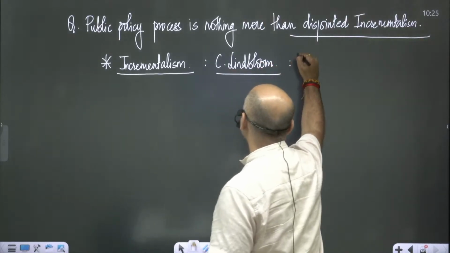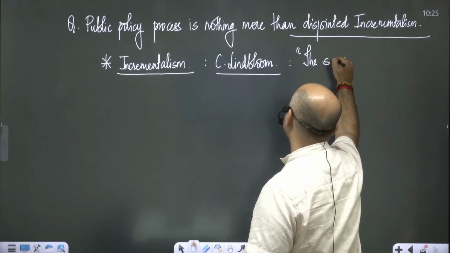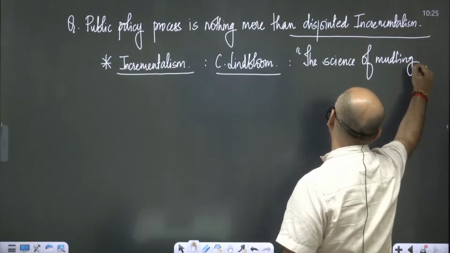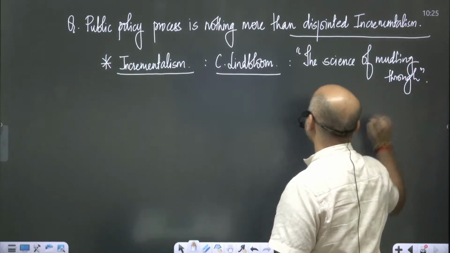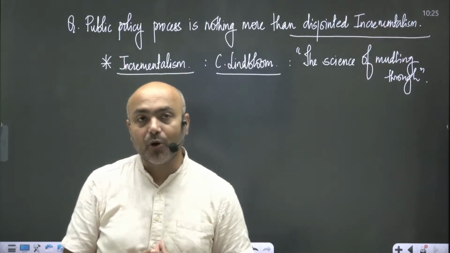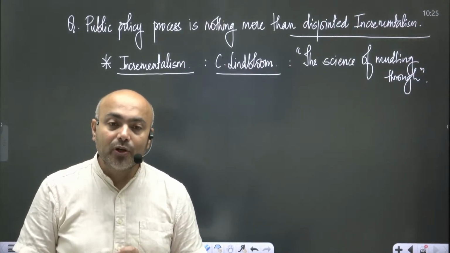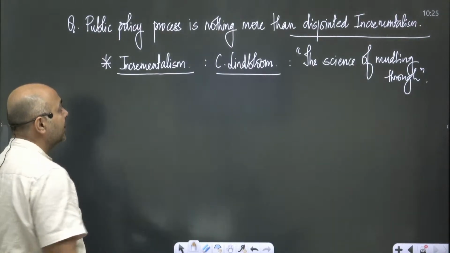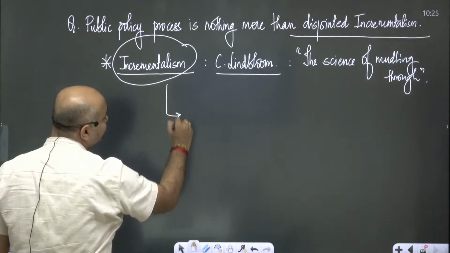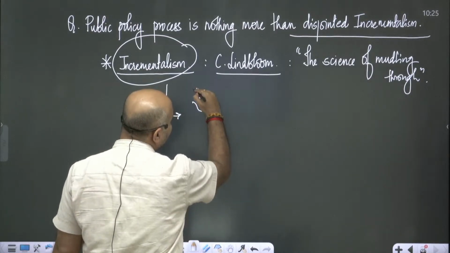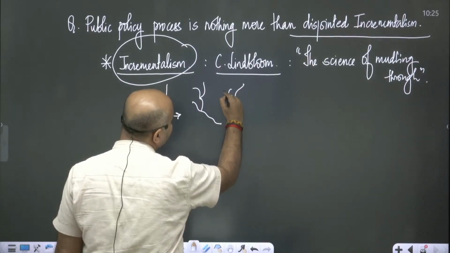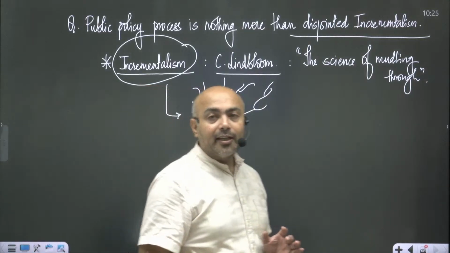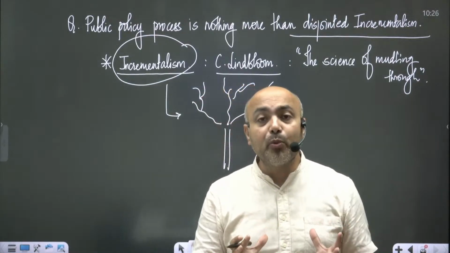Lindblom has written a book called The Science of Muddling Through, and in this he presented the incrementalism model. Now, what is the incrementalism model? After mentioning this, you will come to explaining what incrementalism is. You will explain that incrementalism is where there is a decision tree. What is this decision tree about? This decision tree is how Charles Lindblom believes policy making is done.